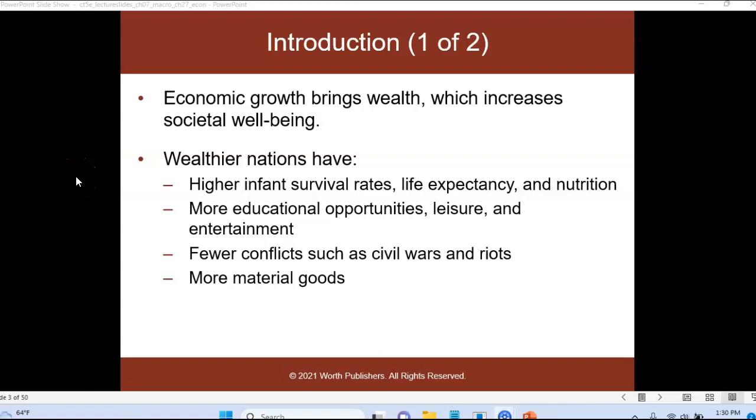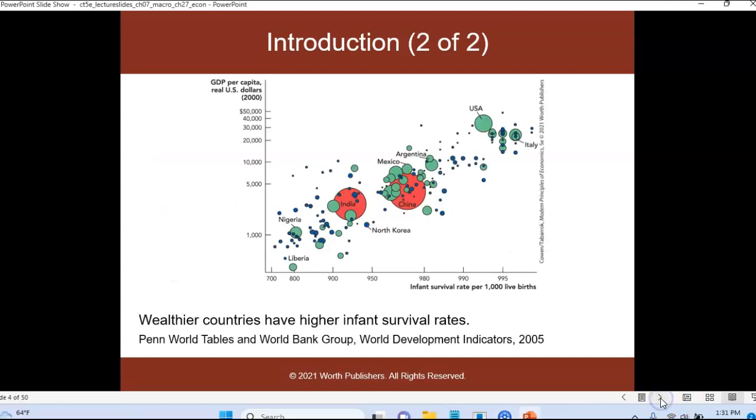For this chapter, we're looking at economic growth and how it brings wealth. This increases society's well-being. You'll notice that wealthier nations are going to have a higher infant survival rate. You'll notice that life expectancy is going to be higher as well. There's going to be fewer conflicts, such as civil war and riots, and more material goods as well.